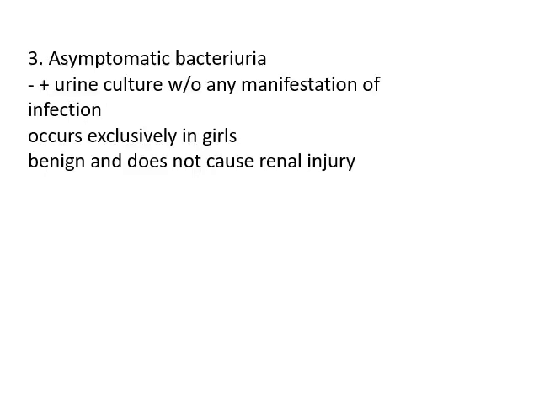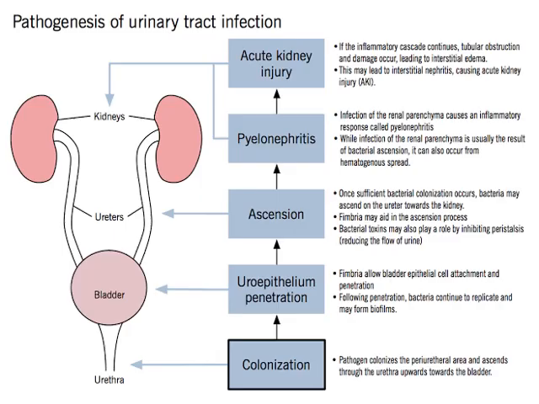All right. Asymptomatic bacteriuria usually occurs in women, and it's when we find growth of bacteria when we're doing urinalysis or urine MCS without there being any symptomatology. So there's no clinical manifestation of a urinary tract infection, and it's usually a benign process, and it does not really cause any renal injury.